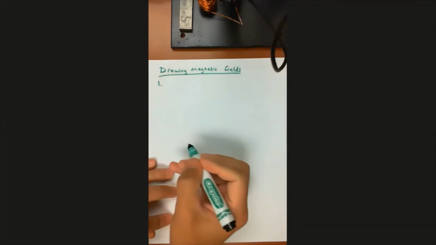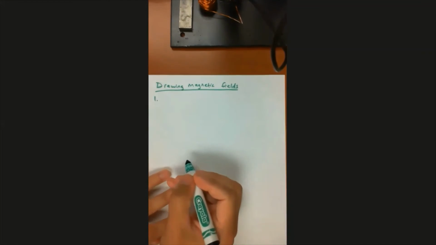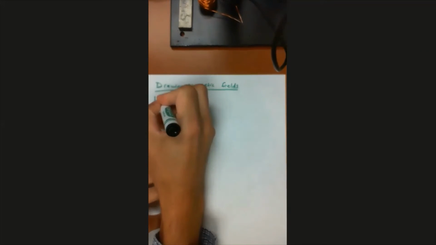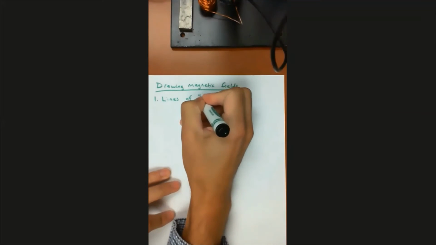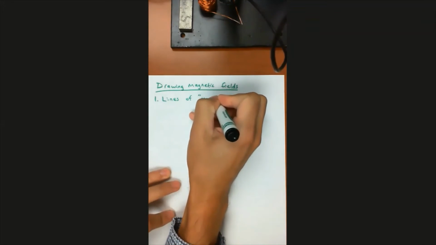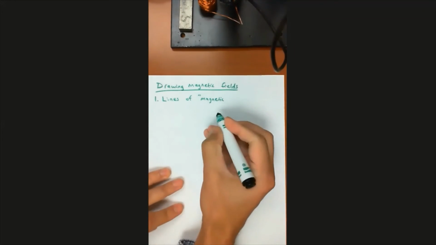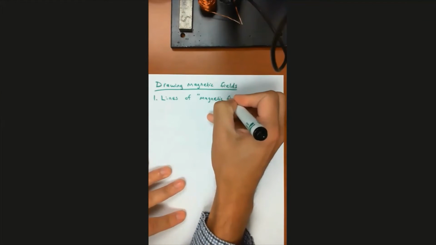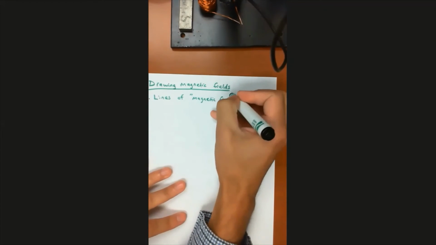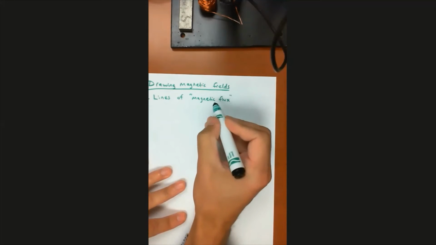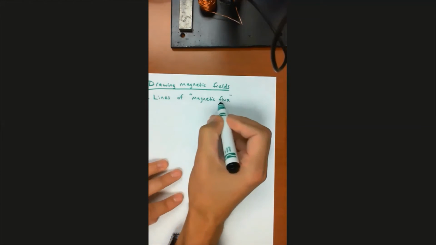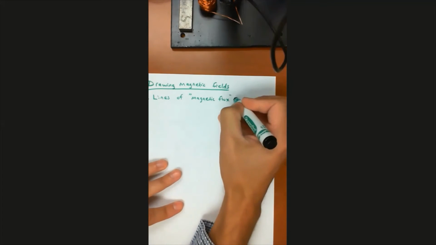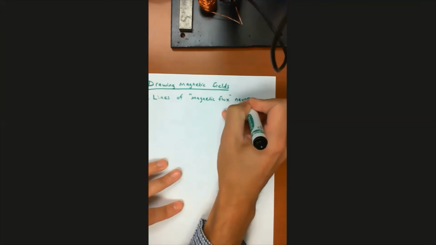The first rule for drawing magnetic fields is that the lines of what we call magnetic flux, these are the lines that we were drawing before in the lab. The lines of magnetic flux, sometimes you'll also see them called lines of magnetic force. Either one is correct. Lines of magnetic flux or lines of magnetic force never intersect.